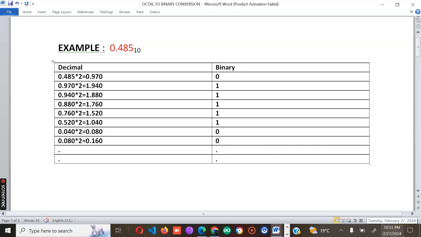So the final answer, remember, we said that you read the answer downwards. So we'll have the answer as 0.1... sorry, it's supposed to start with 0, 1. How many 1s do we have?